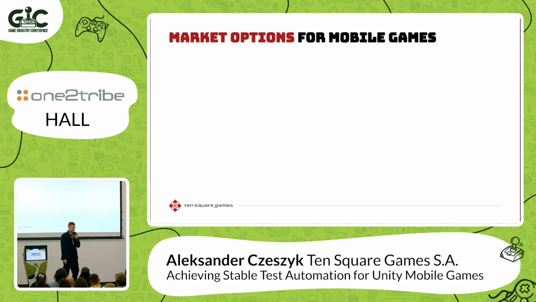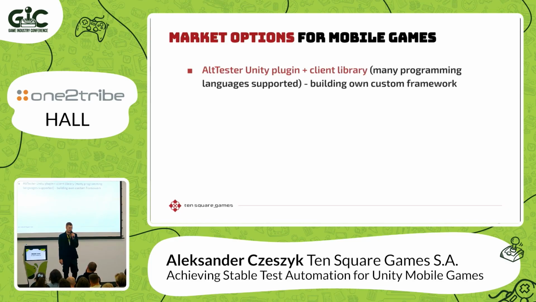And what are the market options? There are plenty of them. I will show each kind of product that you can use. First of all, I think the most popular one is the AltTester Unity plugin, accompanied by a client library. You have many programming languages to choose from when you build something like this, and it involves building your own custom framework.